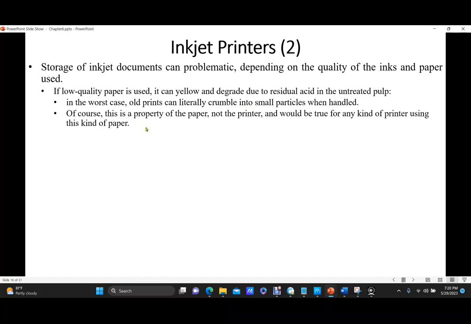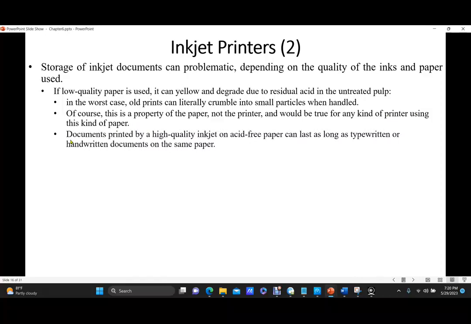Of course, this is the property of the paper, not the printer. Any kind of printer using that kind of paper would end up with the same results. Documents printed using high-quality ink on high-quality paper last just as well as typewritten or handwritten documents.